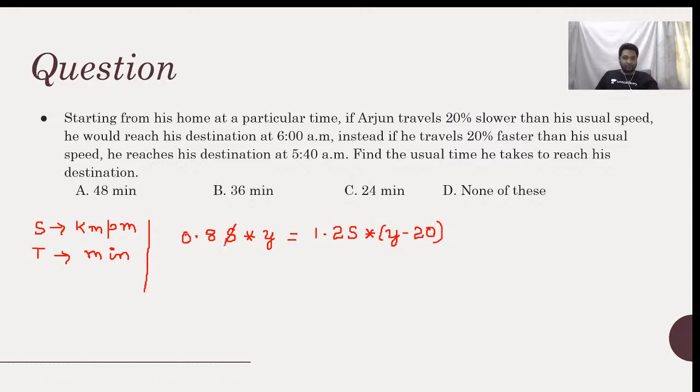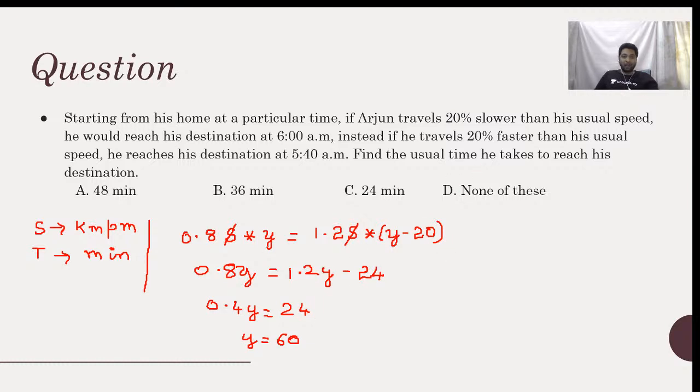Now s is common, so s gets cancelled out. Now if I simplify this, I get 0.8y is equal to 1.2y minus 24. In other words, 0.4y is equal to 24. That means y is equal to 24 by 0.4, that is 240 by 4, y is equal to 60. Just because you got the value of y as 60, do not mark your answer as none of these.